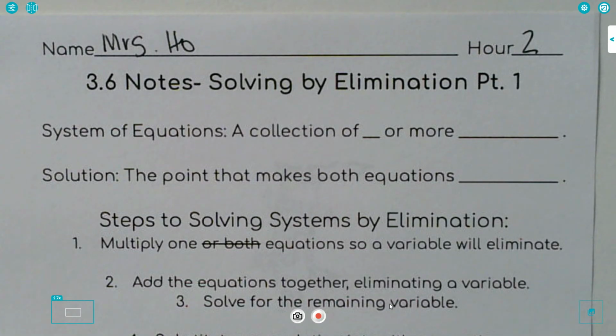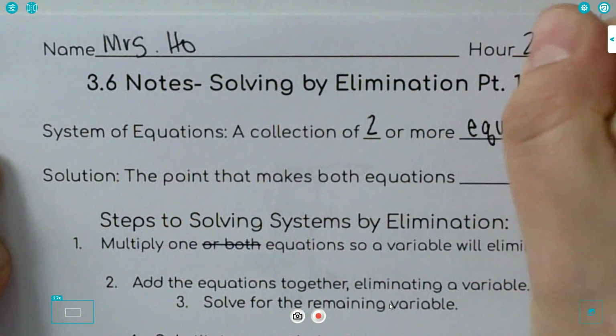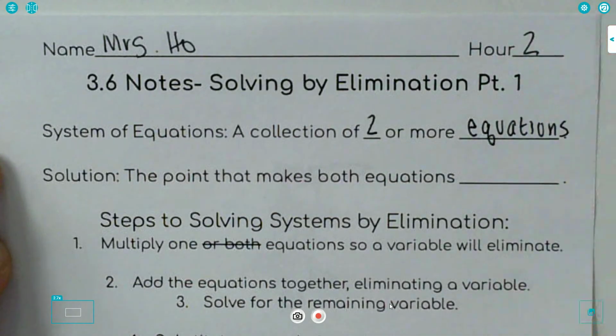So if you were struggling with substitution, go into today with an open mind, because it's a completely different method of doing the same thing, and maybe you'll like this method better. Most people do. A system of equations is still a collection of 2 or more equations. And a solution to a system is still the point that makes both of our equations true.